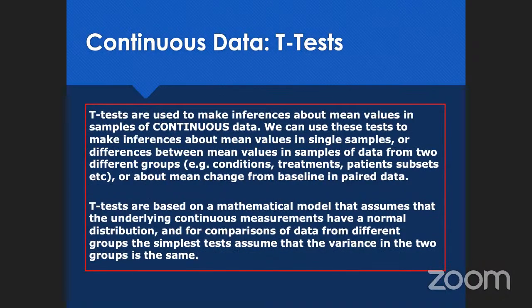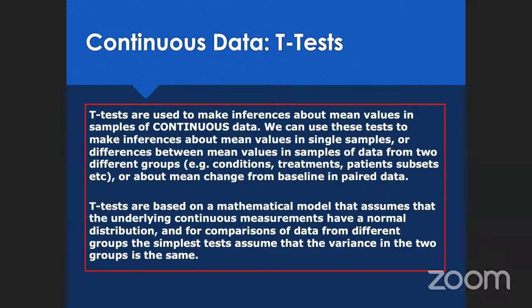The first type is the continuous data t-test. T-tests are used to make inferences about the mean values in samples of continuous data, and we can use these tests to make an inference about the mean value in a single sample or even the difference between two mean values in samples of data from two different groups, for example, conditions, treatments or even patient subsets. Or we can use it also to learn about the mean change from baseline in paired data.